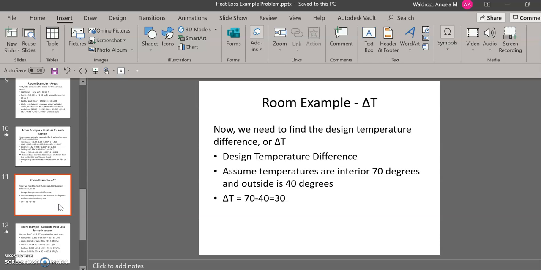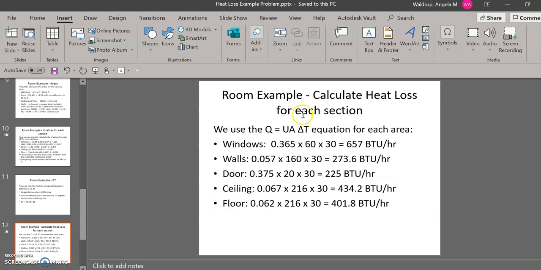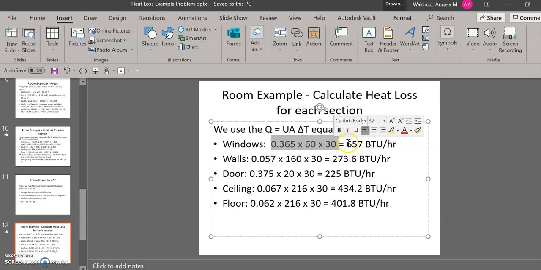Okay? All right, moving on. We're going to go ahead and calculate next the design temperature difference. And we're going to use a value of 70 degrees on the inside and 40 degrees on the outside. So that gives us a delta T of 30. Okay, now we're going to go ahead and calculate the Q value, the heat loss for each area. So the windows, I use my UA delta T, and that gives me 657. For the walls, I use the 0.057, 160, and 30. And you can double check those numbers if you like to get this value.